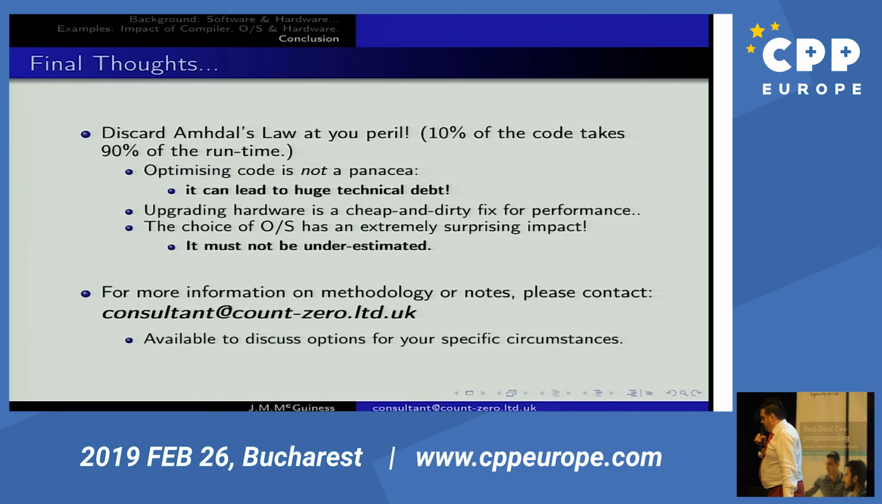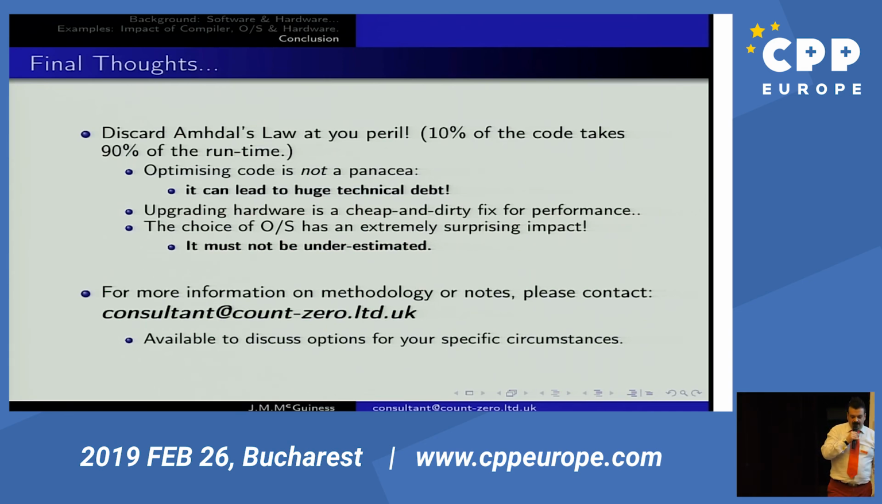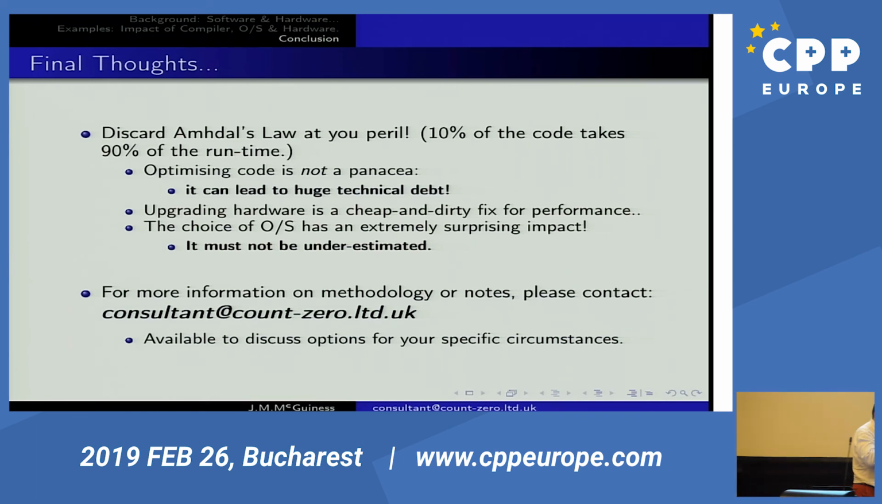Discard Amdahl's law at your peril. Often I start this talk, but because of time, I presume you've all run Valgrind against your code. And I presume you've all run Valgrind call graph against your code. So you can identify the 10% of your code that's taking 90% of the time. Don't do this until you have done that. Always avoid micro-optimizations because of the huge technical debt. The choice of the operating system should never, ever, ever be underestimated. I very much hope these slides have proved that to you.